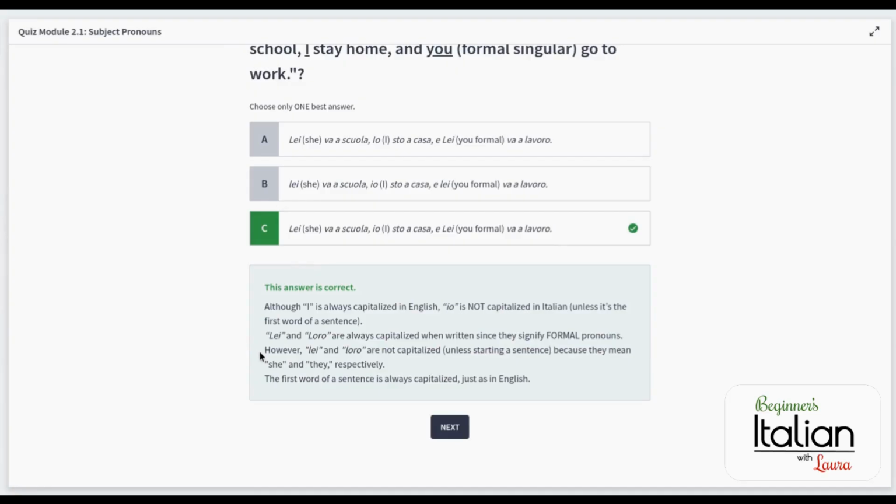However, lei and loro, in the informal sense, are not capitalized unless starting a sentence because they mean she and they, respectively. The first word of a sentence is always capitalized, just as in English.